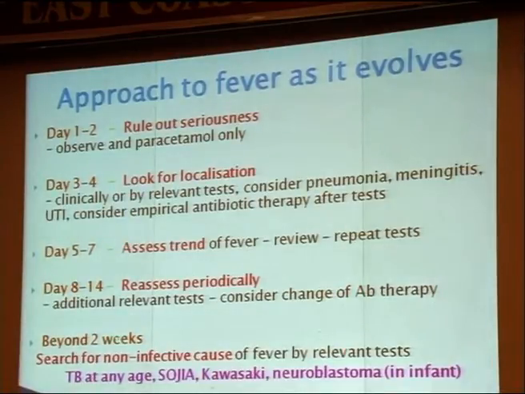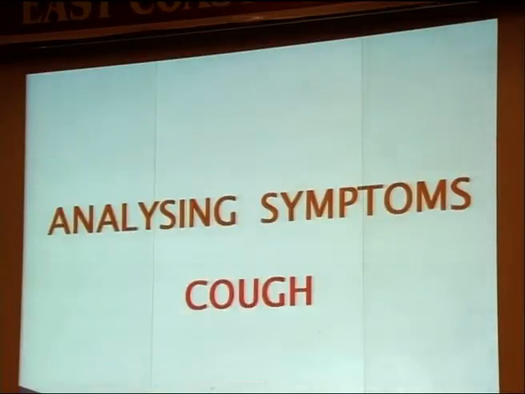And beyond 2 weeks, we start searching for non-infective causes. And we must remember that for fever beyond 2 weeks, common causes for us are TB at any age, systemic inflammatory conditions, that is systemic onset juvenile idiopathic arthritis, Kawasaki, and in an infant, not to forget neuroblastoma.